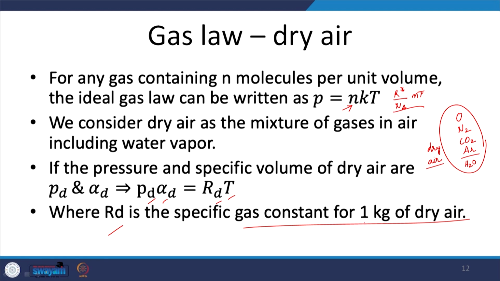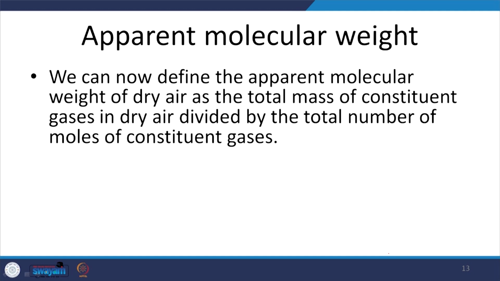Now, you can form 1 kg of dry air out of different proportions of O2, N2, CO2, argon and H2O, right. But in the atmosphere, we know in what proportions these gases exist. So, we can calculate that 1 kg of dry air can be made up of these gases at particular proportions, right. So, now here we define what is called the apparent molecular weight.